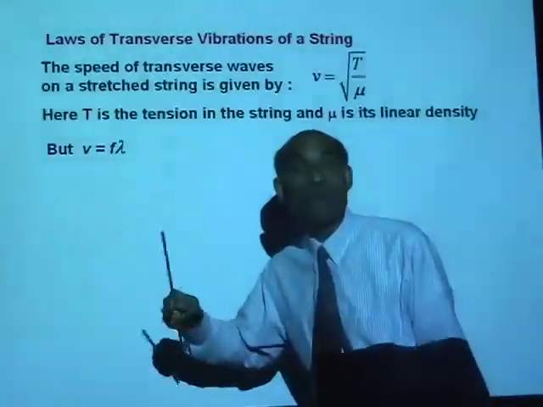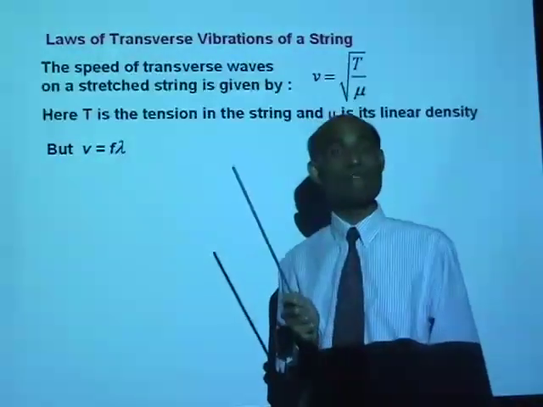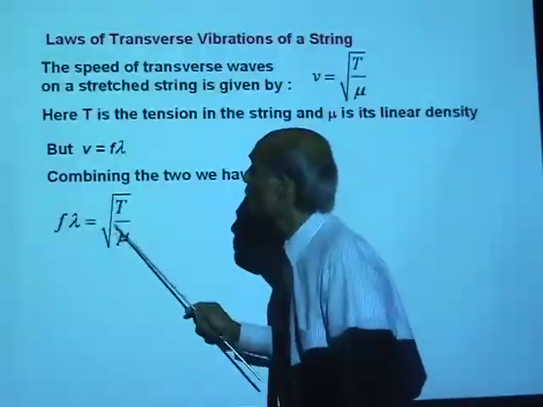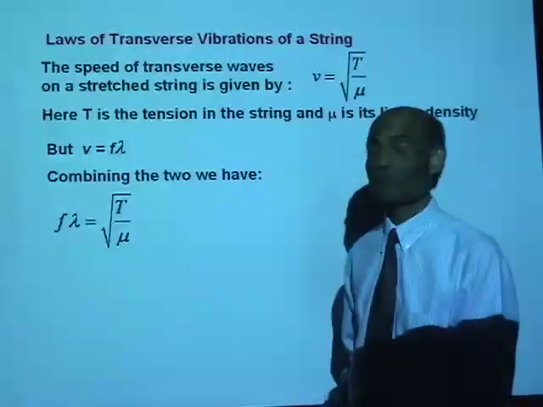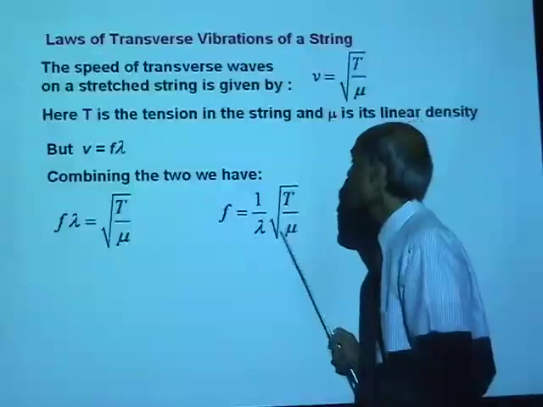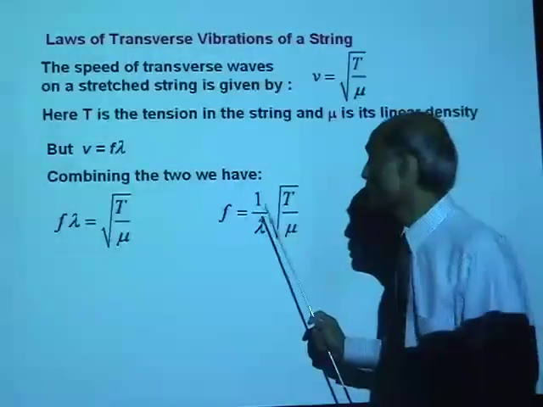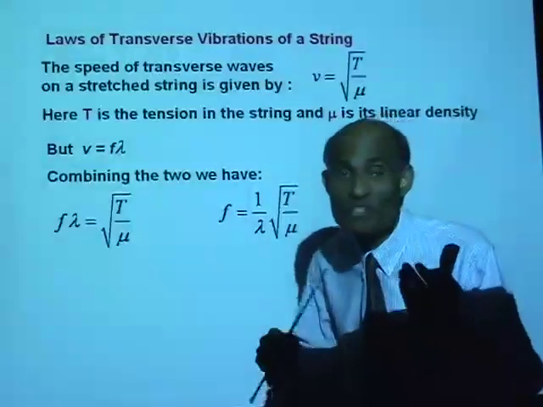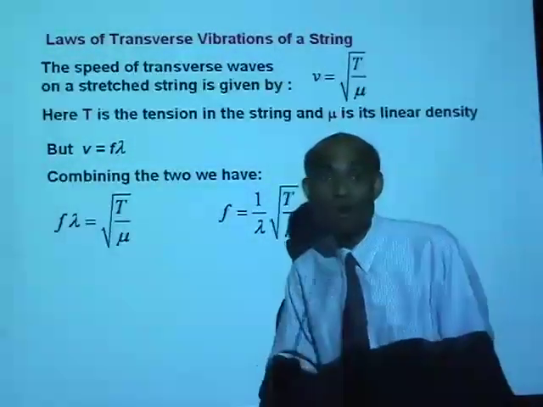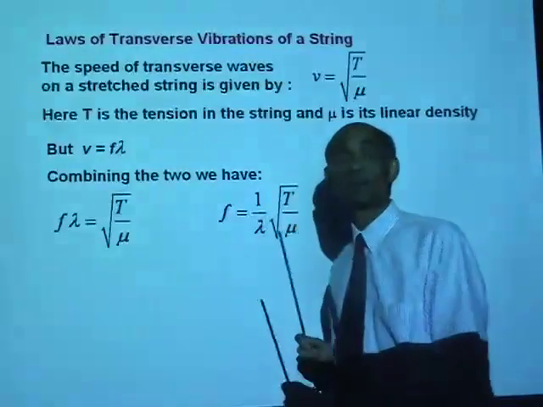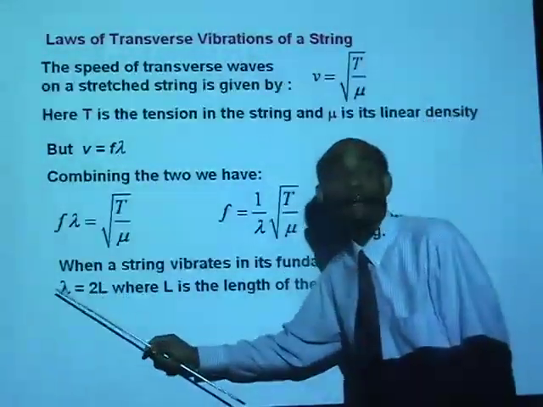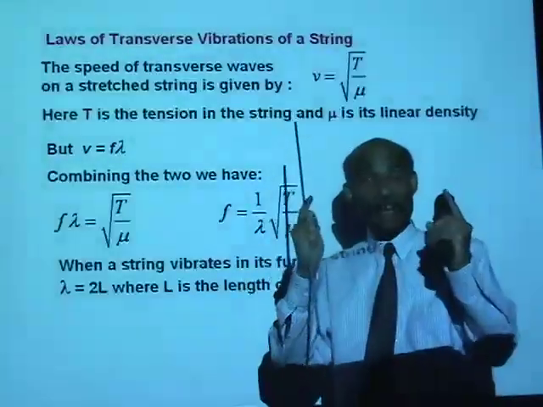But you know that V, the wave speed, is equal to frequency times the wavelength. So let's replace V by f lambda. We get f lambda equal to the square root of T over mu. Now let's solve it for f. Therefore, f equals 1 over lambda times the square root of T over mu. Now, this gives us the frequency of vibration of a stretched string. Tell me, if you remember, for the fundamental mode of vibration, what is the value of lambda? When the string vibrates in its fundamental mode, lambda equals 2L, where L is the length of the string.